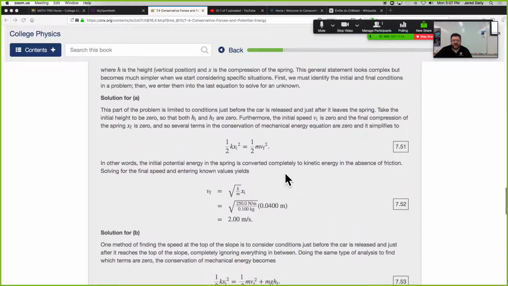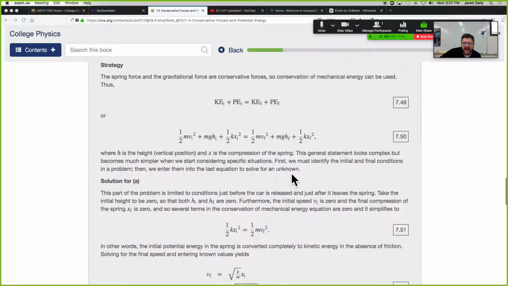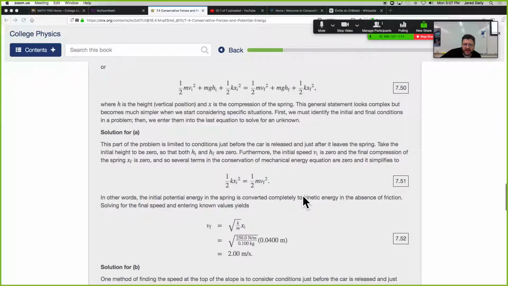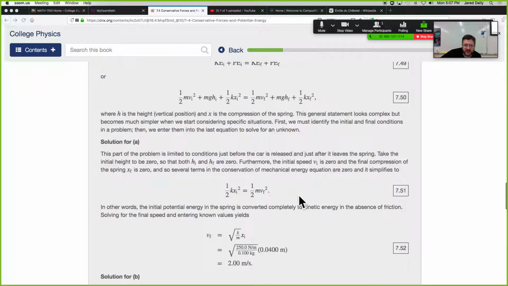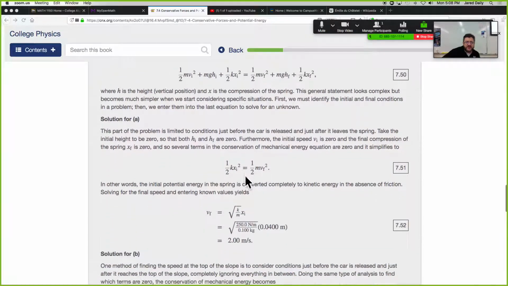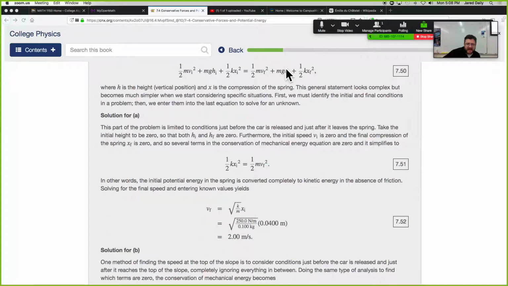Oh, actually, this is not for the speed at the top of the slope. This is for the speed right after it leaves the spring, because they don't give you any potential energy at the top. I just noticed that. Here, the potential energy is 0 because you're going from spring compressed to spring uncompressed, and the car is right in front of the spring. So that's why that mgh right there is 0, and you can solve for that velocity. Gives you 2 meters per second.